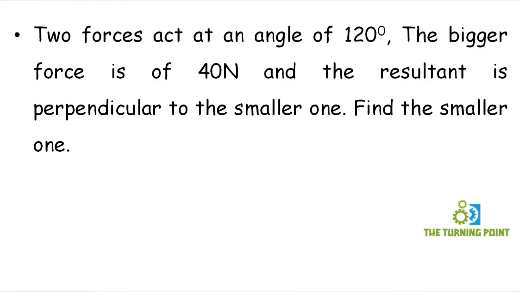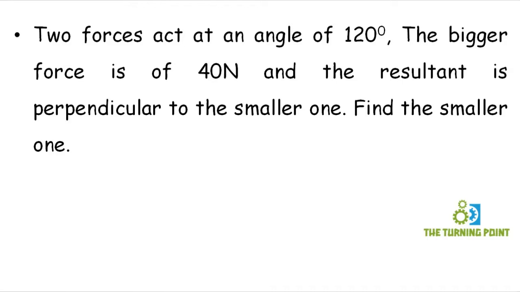Two forces act at an angle of 120 degrees. The bigger force is 40 newtons and the resultant is perpendicular to the smaller one. Find the smaller one. So given that there are two forces and the angle between those two is 120 degrees. One of the force magnitudes is given, which is 40 newtons, and the other force is not given. So we have to find that force.